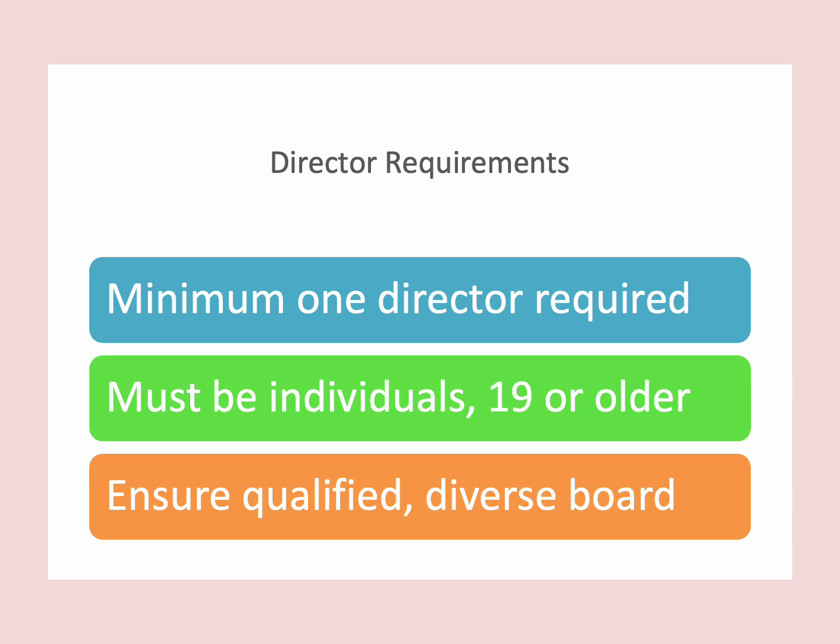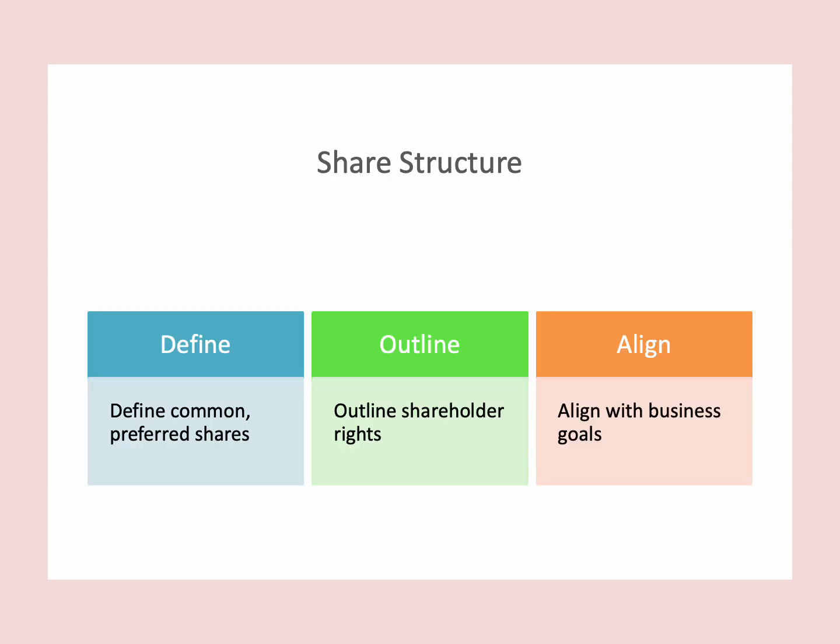Ethical considerations include selecting diverse, qualified directors and avoiding conflicts of interest. This aligns with course objectives by equipping you to build effective boards, enabling compliant corporations. This slide transitions to share structure, where we'll discuss ownership models. Following director requirements, let's discuss share structure for for-profit corporations in Canada.